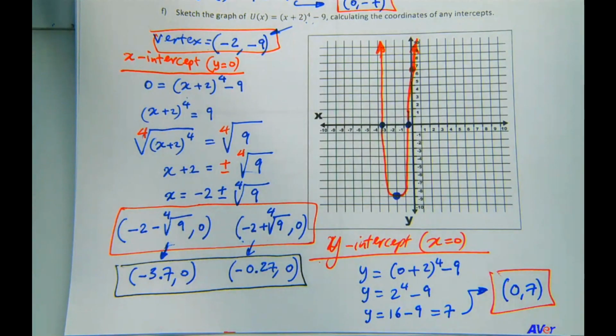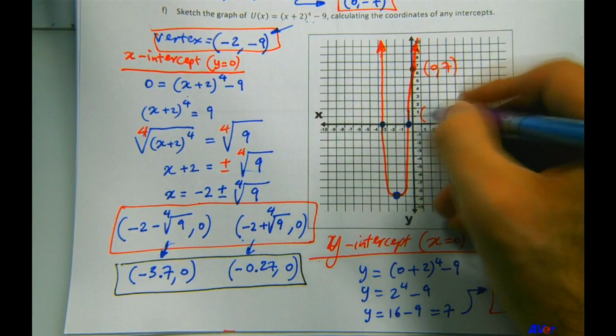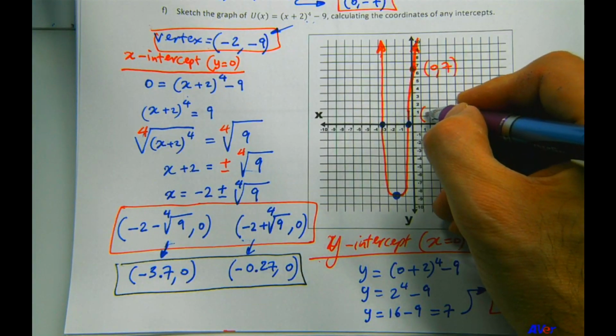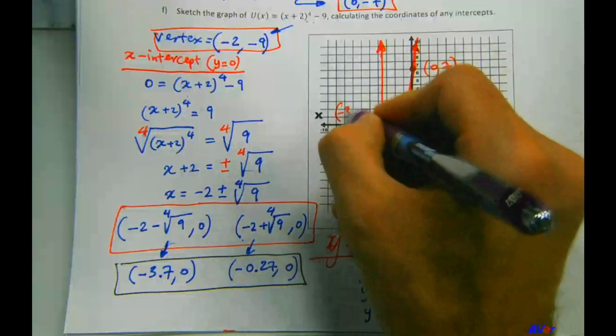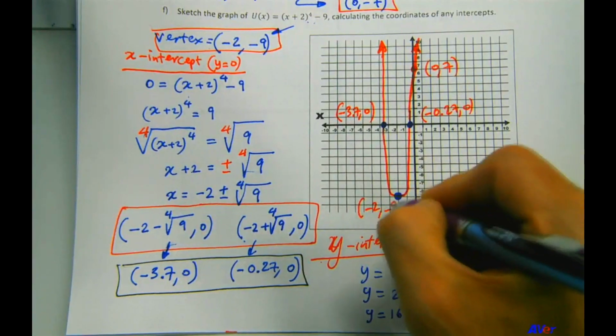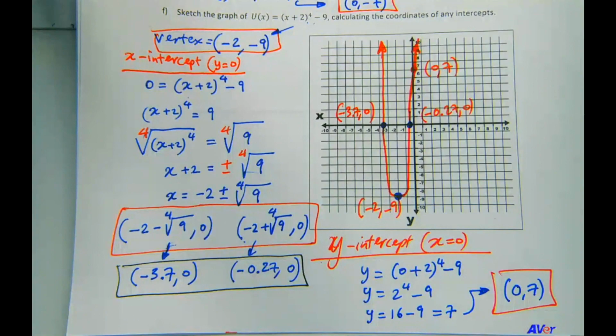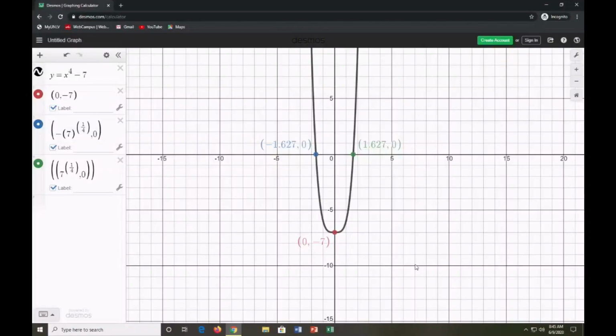So that's roughly the sketch of this graph, and this one is minus 0.27 comma 0 and minus 3.7 comma 0, and this of course is minus 2 comma minus 9, right? Okay, let's go to Desmos.com calculator and see our graph in a better shape than what I drew.